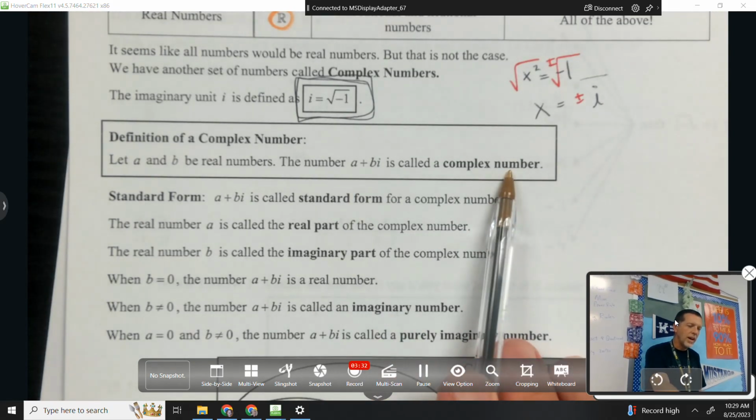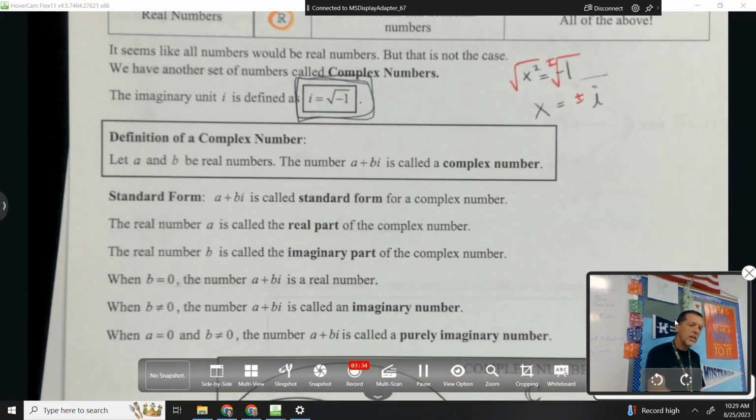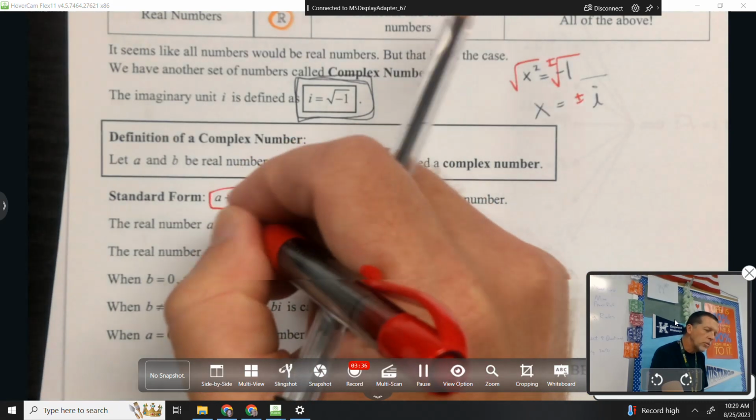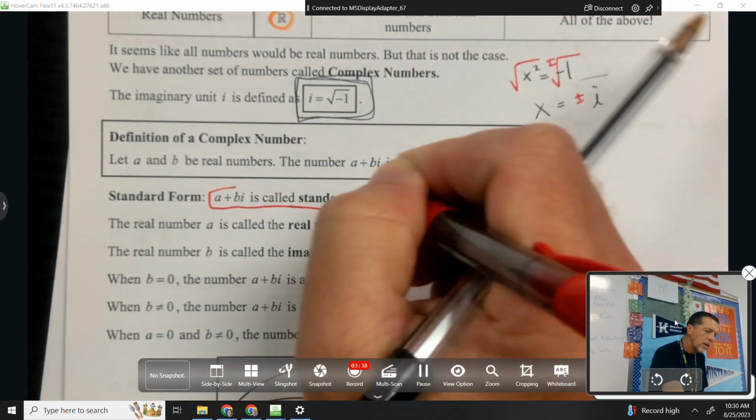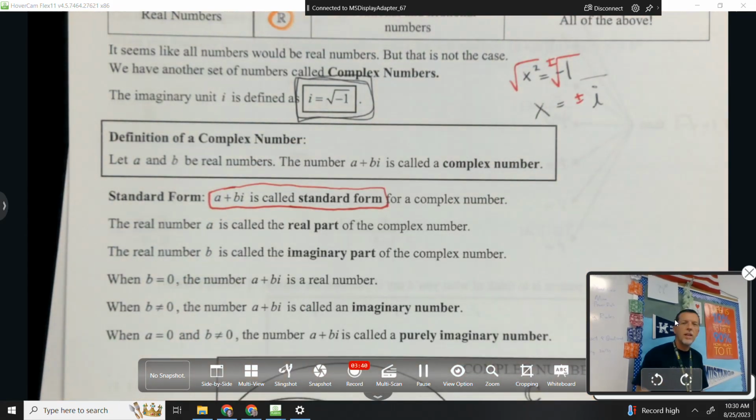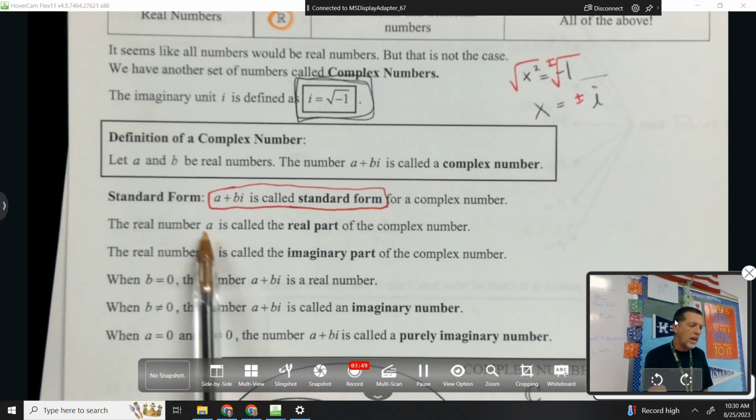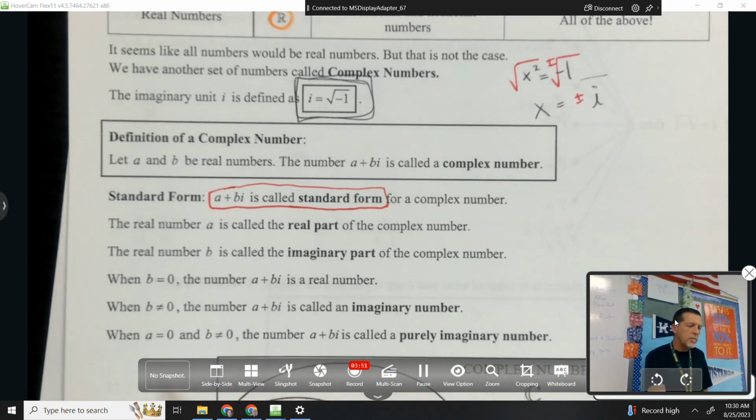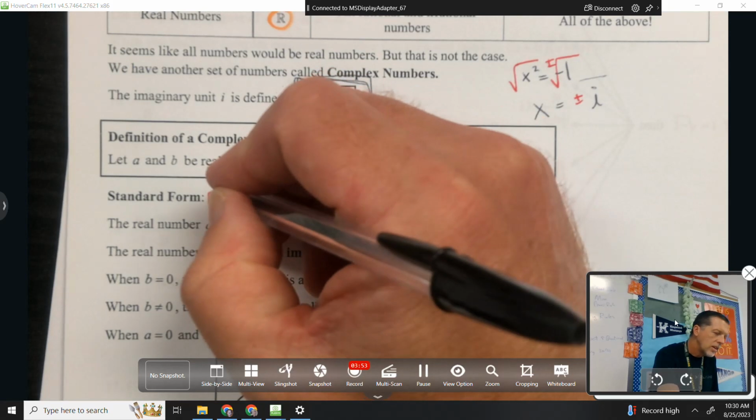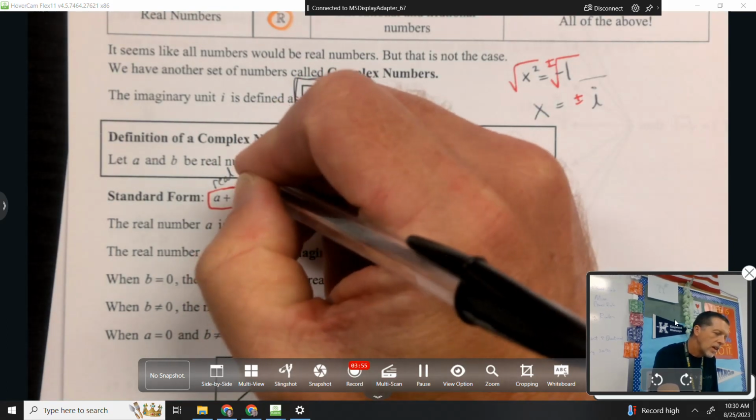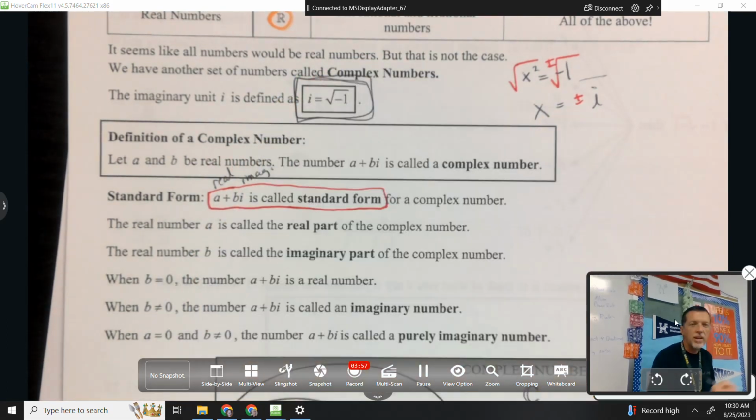A plus bi is a complex number. Standard form is when you write it that way. That's like worth 1 point on the test if you give me the right answer, but it's not in standard form. So be careful. A is the real part. B is the imaginary part. I think that makes sense.